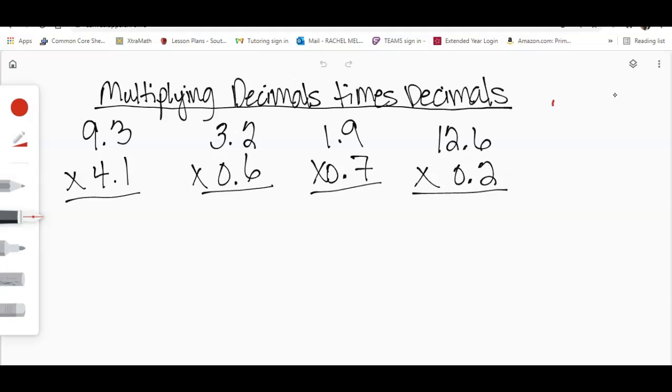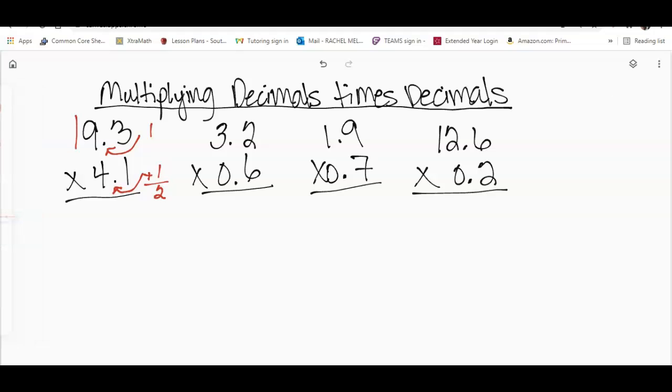The only difference today is that when we're multiplying, we have two decimals. And so when we're doing our counting over process, both factors will have a decimal. So for instance, in this first one, 9 3/10, I go over one place. And then in my 4 1/10, I go over one place. So for my product in my answer, I must go over two places. Okay, so that's the only difference between yesterday and today.